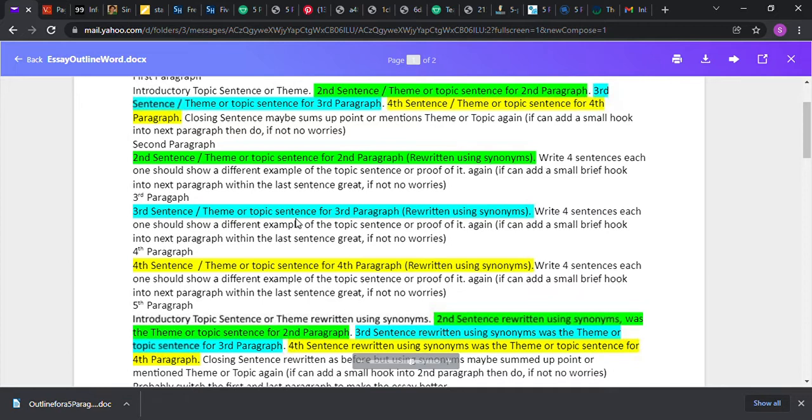Okay, so then the fifth paragraph, you're going to take that introductory topic sentence or theme from the first paragraph and you're going to rewrite it.